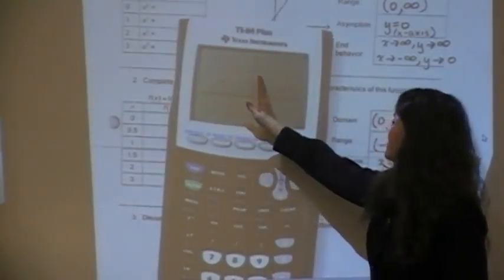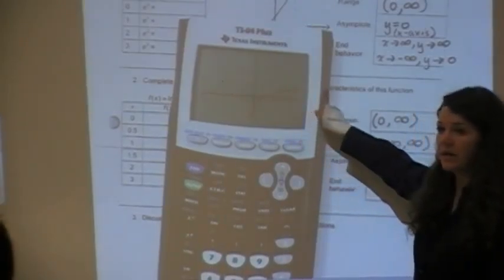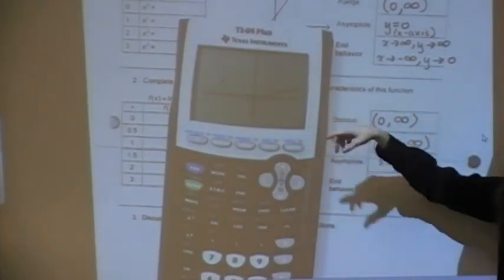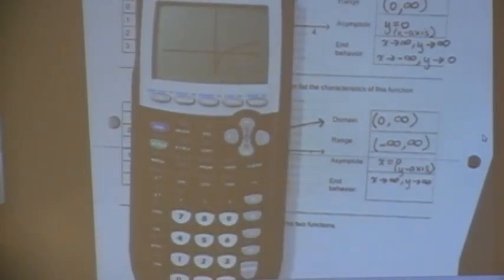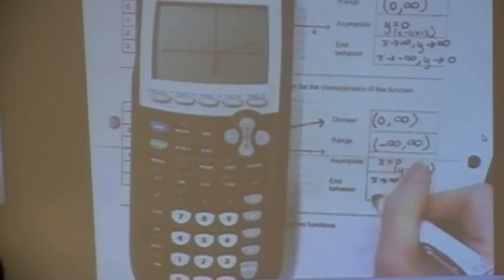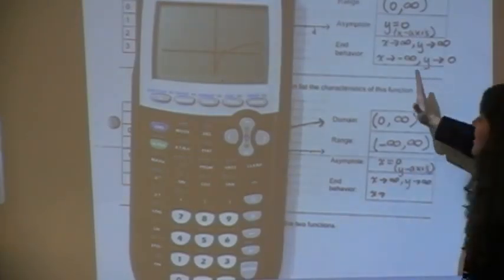Okay, so we're going to read our end behavior first as x goes to infinity, so the right-hand side of the graph. As we read this graph this way, as x is going bigger and bigger and bigger, what is your y doing? It's going to infinity also. Now, it's going to infinity slower. It's increasing quite slowly, but it is going to infinity, because it is gradually going up.